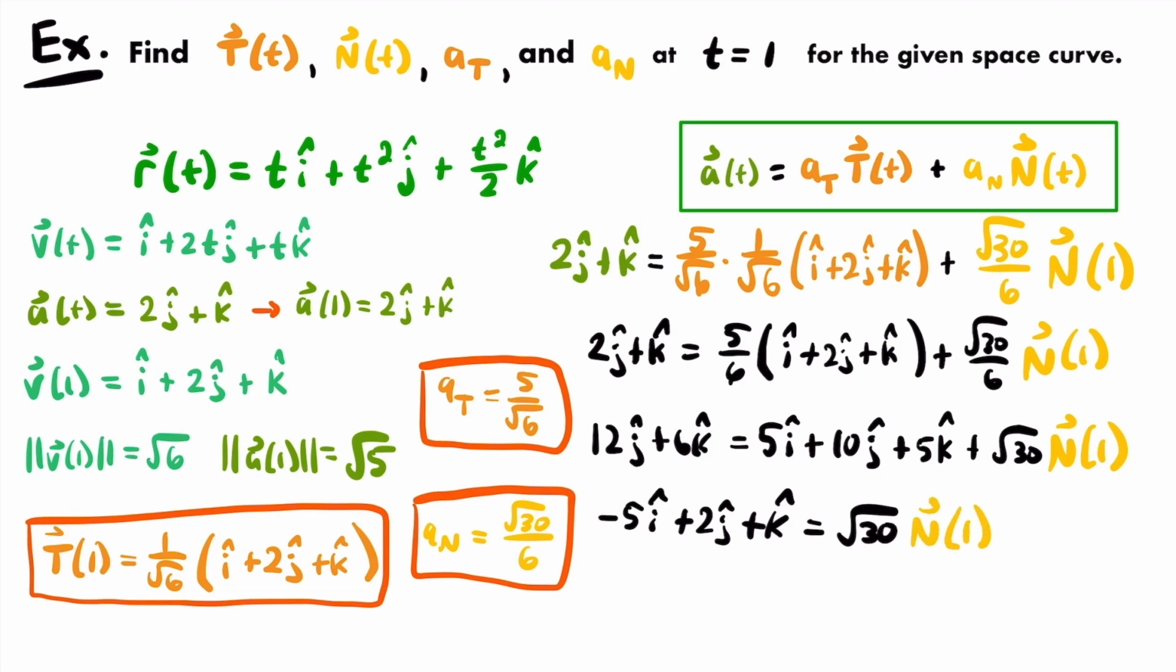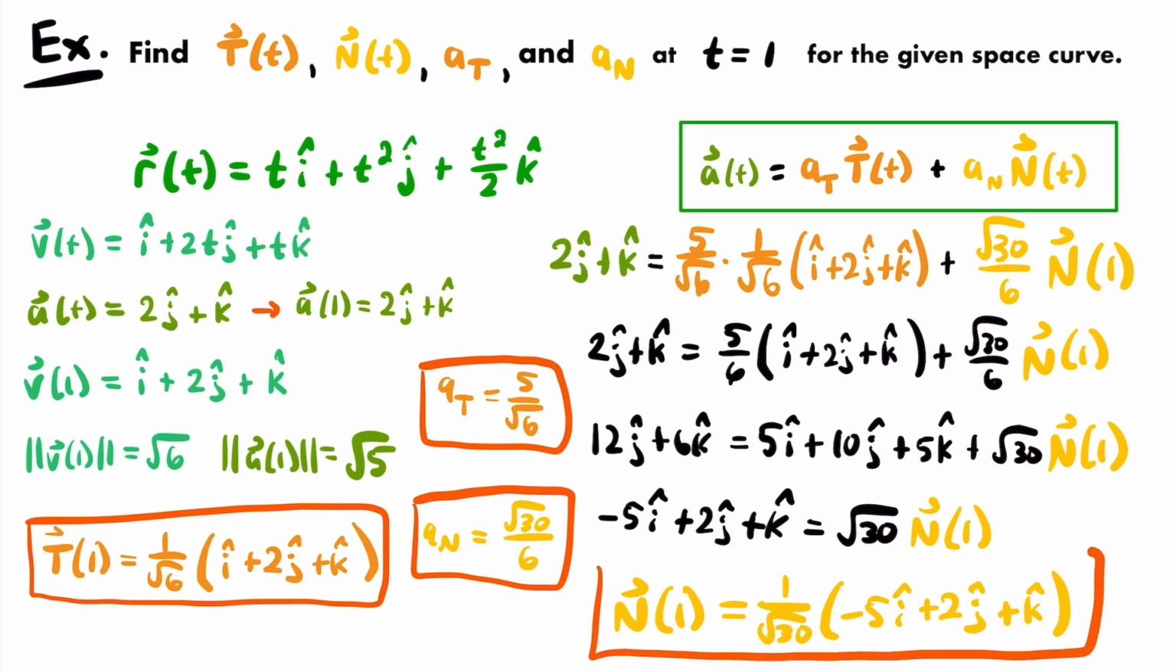Now finally, to solve for the unit normal vector, we just have to divide both sides by the square root of 30. So what we get is that the unit normal vector at time 1 is equal to 1 divided by the square root of 30 times negative 5i plus 2j plus k. And there we have it. That is the unit normal vector in this scenario at time equals 1.